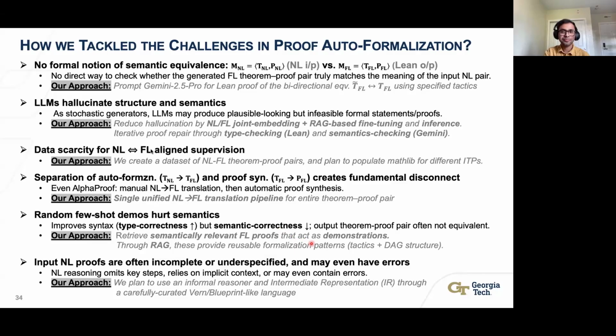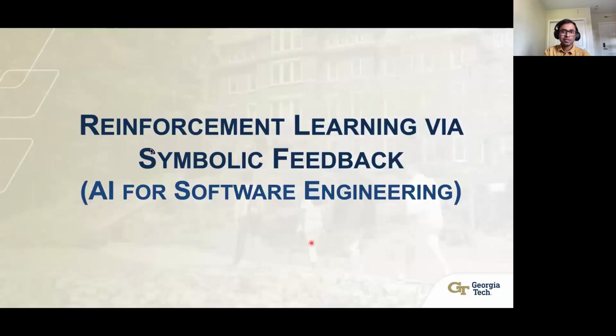In a future version, we also plan to incorporate Verne or a blueprint style intermediate representation to make the process more streamlined. Before concluding, I'll briefly talk about another technique we have developed, which is RLSF, reinforcement learning via symbolic feedback. While this was originally proposed in the context of code generation, we believe it is highly relevant for mathematical reasoning as well, especially in a neuro-symbolic setting where verifiers and feedback loops are central.